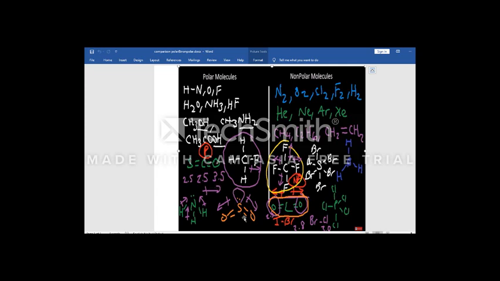So in SO2 we saw that the bonds are not cancelling, so it is a polar compound. Also NH3 is a polar compound, as we see.